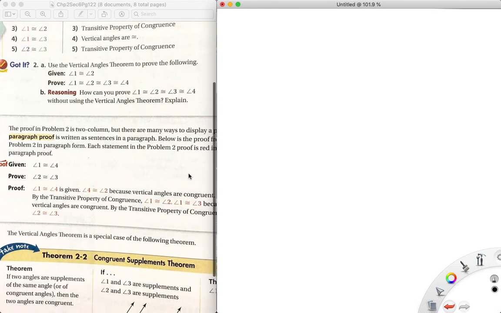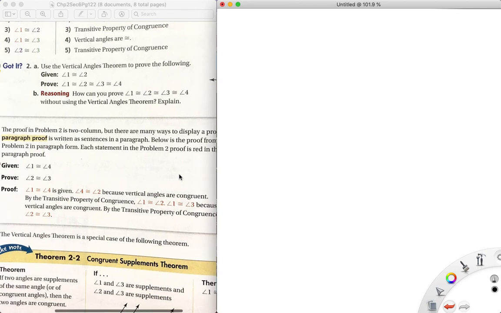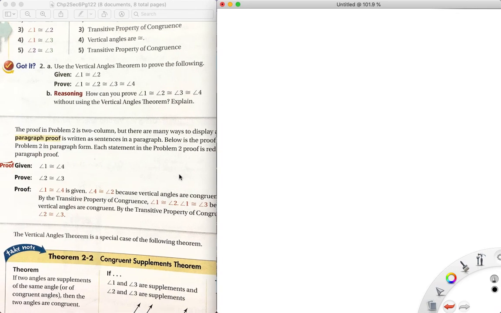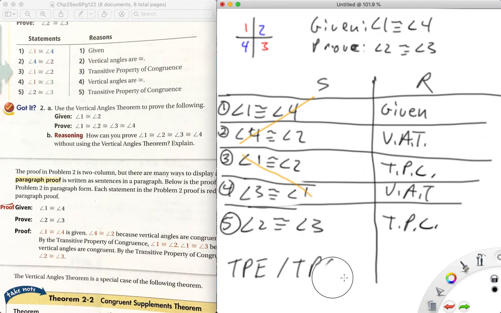Alright, paragraph proofs. So, paragraph proofs is a proof. But instead of doing two columns, you're basically writing a paragraph. The way that I do these is that I actually write the two column proof because I just see things better as a two column. And then after I do the two column proof, each line basically is a sentence. So this is a 5-step proof. This is a 5-sentence paragraph, essentially. You can convert them if you want to make them less than that.